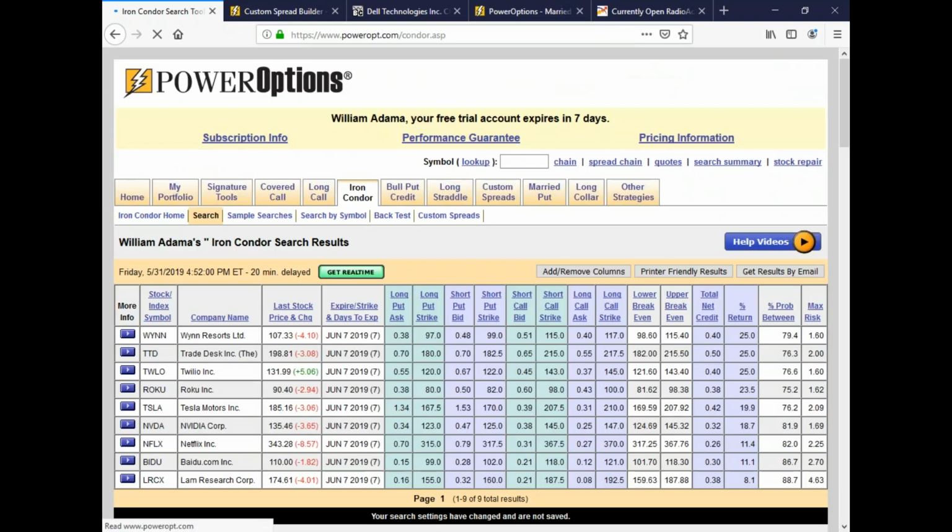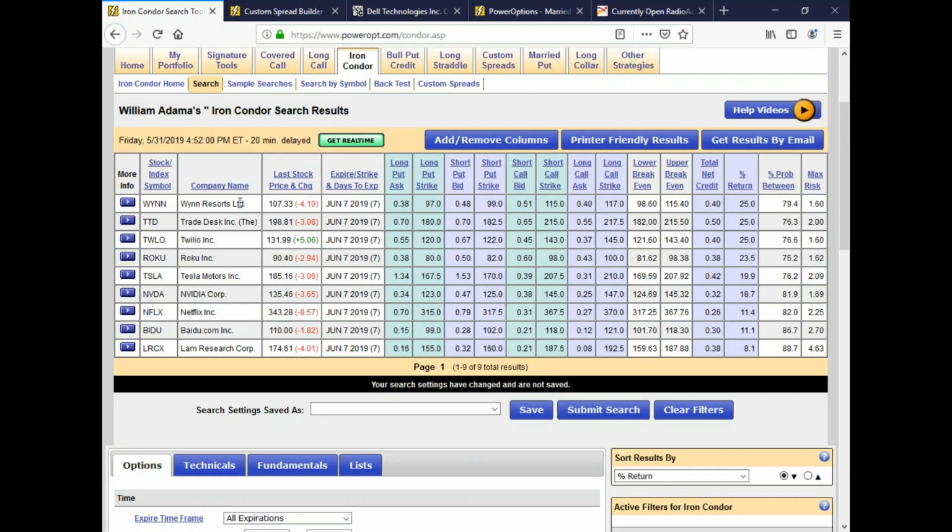You're going to narrow down that universe. Nice list of only 9 results: Win, Twilio, Roku. I wouldn't touch Tesla as an Iron Condor right now. Not sure if I'd touch NVIDIA. Again, I can't speculate for you. But this narrows it down to lists of condors with good returns, with good probability for a 7-day trade.